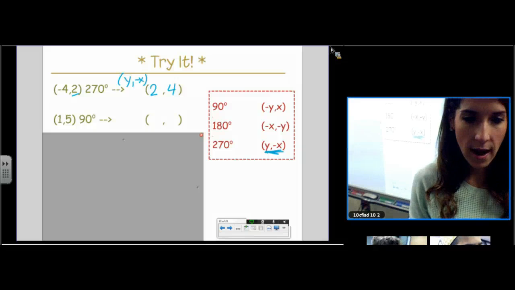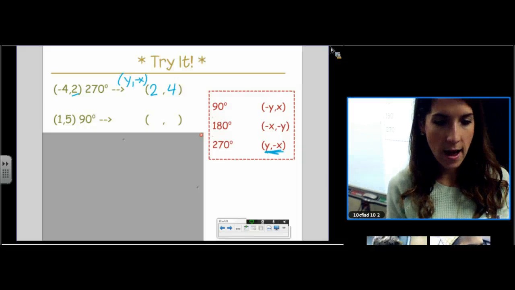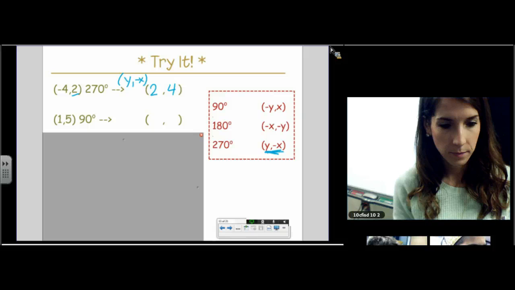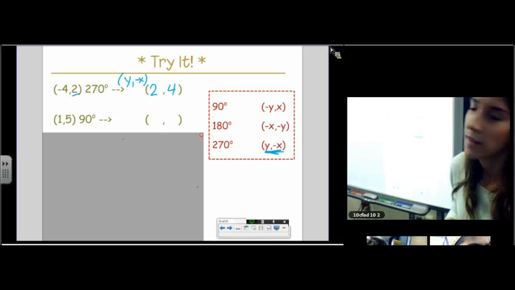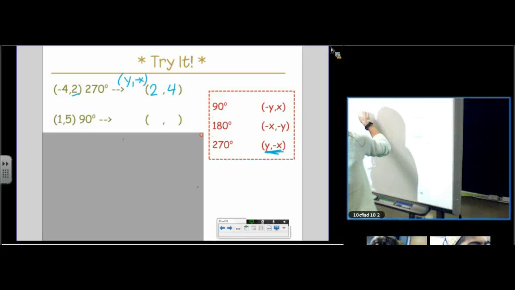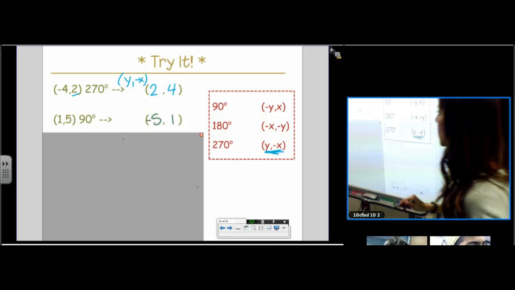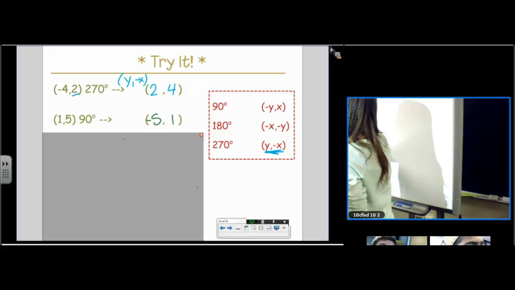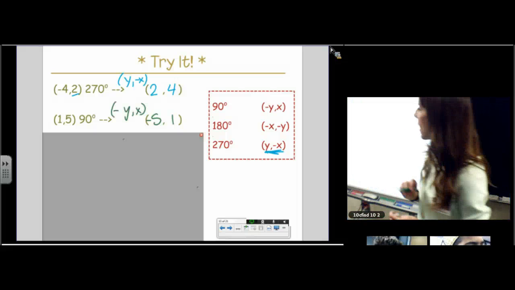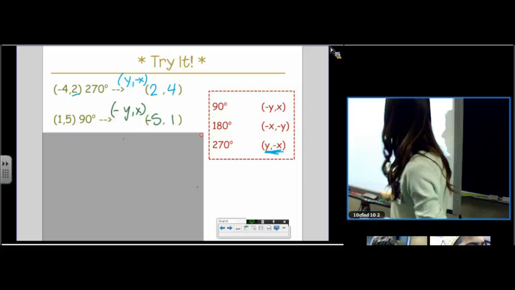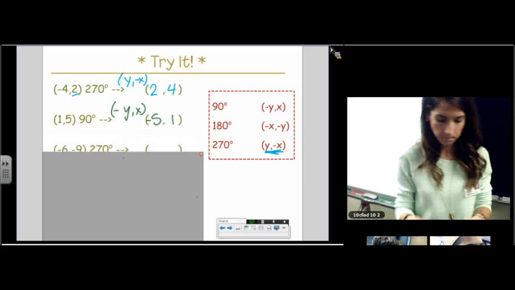Okay, Chloe, you're up. Coordinate 1, 5, rotate it 90 degrees. Chloe, did you switch and make the first one negative? That's the easiest thing to do with 90. Yep. So very good. The rule says negative y, comma, x. And you got it. It's negative 5, 1. Very nice. Okay, next one.